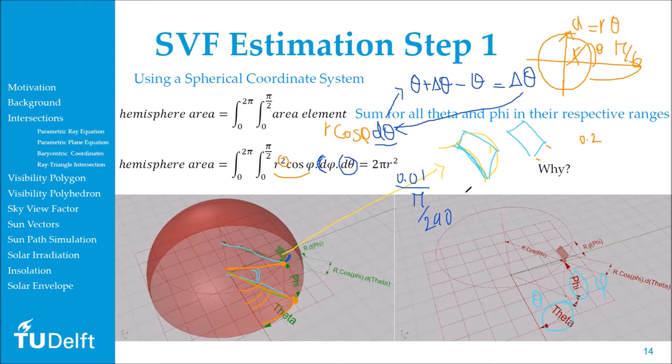Anybody? If I had delta theta equal to pi divided by 240, how many rays have I shot in this direction? So the entire circle should have been 2 times pi, right? And 480, exactly. So I must have shot 480 rays in this direction, so that the angle between two rays is exactly pi divided by 240. That's what delta theta is.